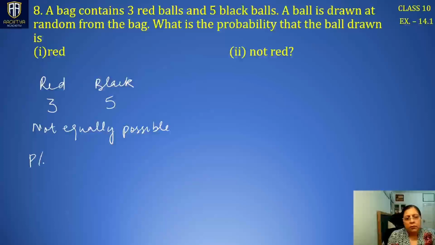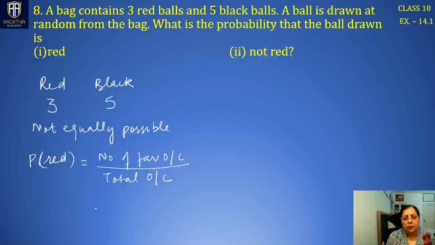The probability of a red ball is the number of favorable outcomes upon total outcomes. This is the formula for finding the probability in mathematical terms. As we are looking for red balls, all the red balls are our favorable outcomes. We have 3. And in total we have 3 plus 5, 8 balls. 3 by 8 is the probability of getting a red ball from the bag.